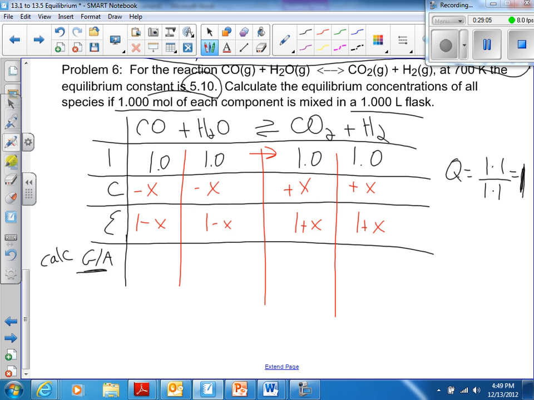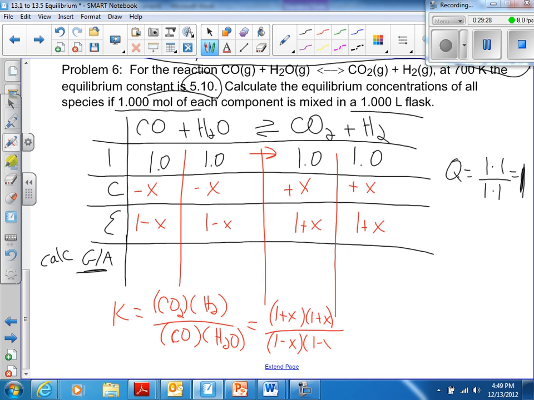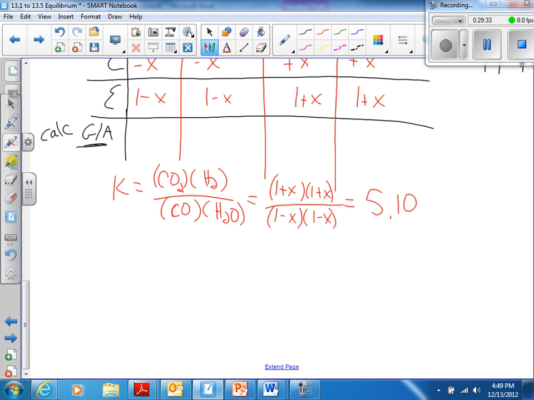I know K is CO times H2 over, CO2 times H2 over CO times H2O. Plug in my values: 1 plus X times 1 plus X over 1 minus X times 1 minus X. And that equals K. I was given K. That's 5.10. You can actually solve this, believe it or not. This is 1 plus X over 1 minus X, squared. That's 5.10. Take the square root of both sides, and you can solve this algebraically.